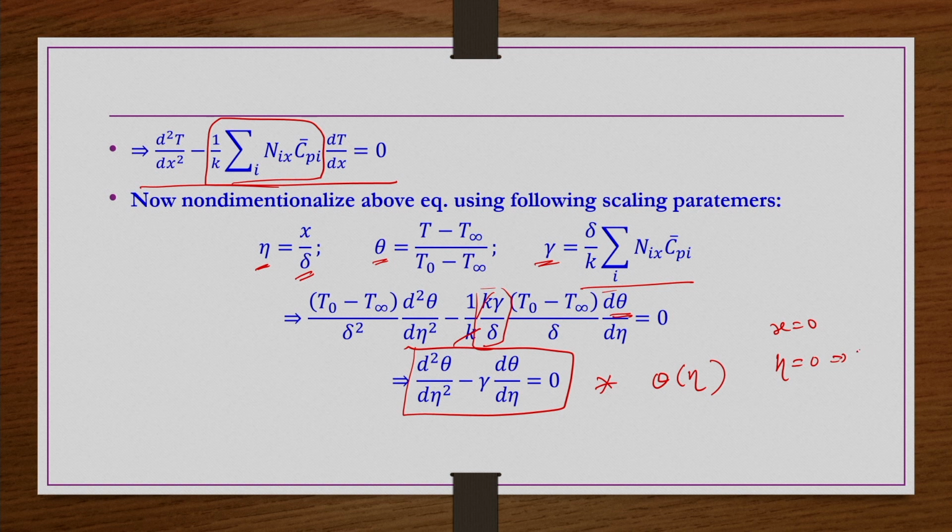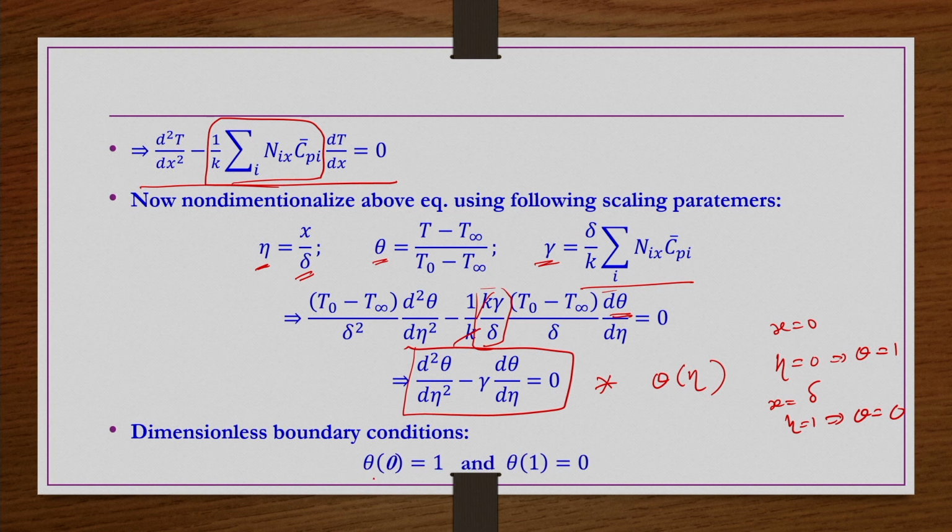So, theta should be 1, and then x is equal to delta, eta is equal to 1. Theta is nothing but T minus T infinity divided by T naught minus T infinity, so at eta equal to 1 it is 0. So the boundary conditions are: theta at eta equals 0 is 1, and theta at eta equals 1 is 0.